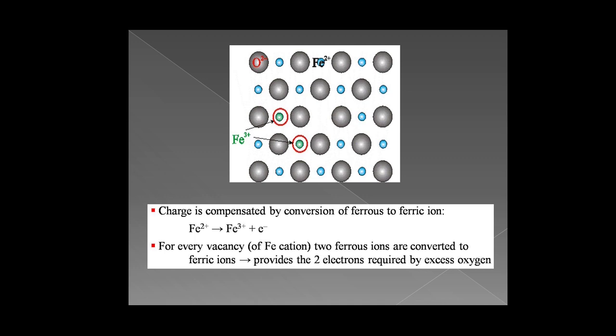This can be represented as the charge being compensated by conversion of the ferrous to the ferric ion, that is Fe2 plus gets converted into Fe3 plus by losing an electron. So for every vacancy, two ferrous ions are converted into ferric ions, and that will provide two electrons required by the excess oxygen. So it will lose an electron and hence will get converted to the higher valency, to the higher positive charge.